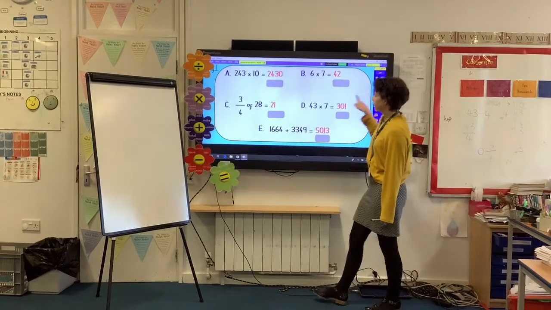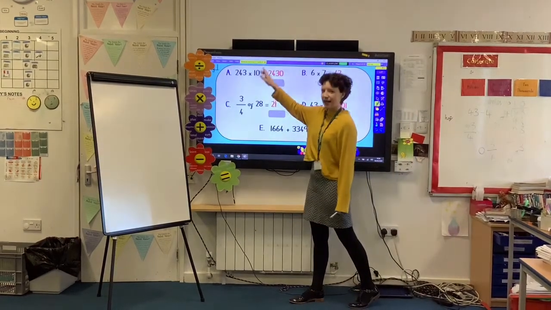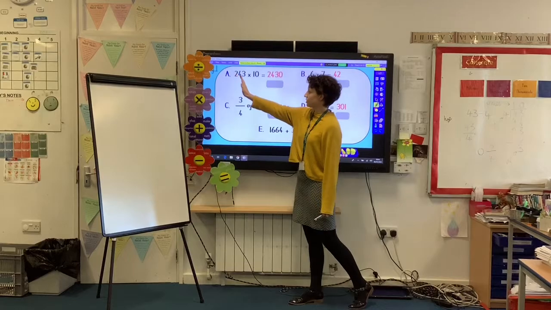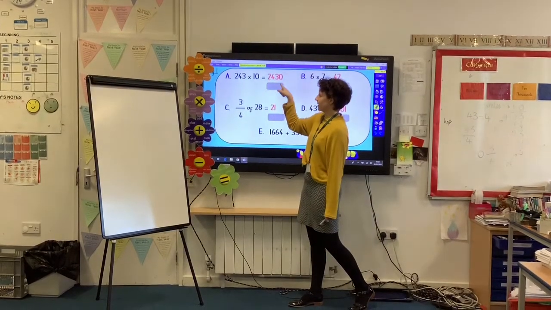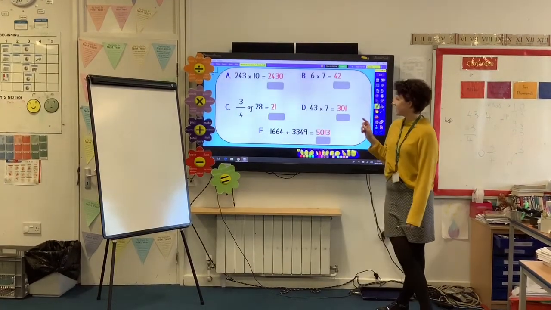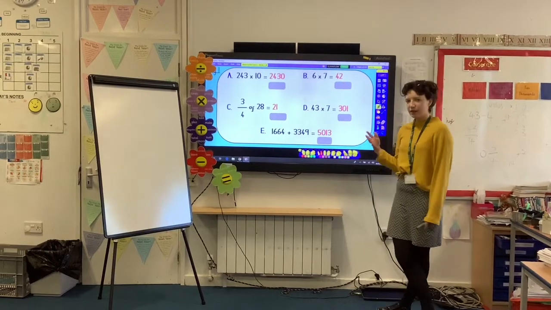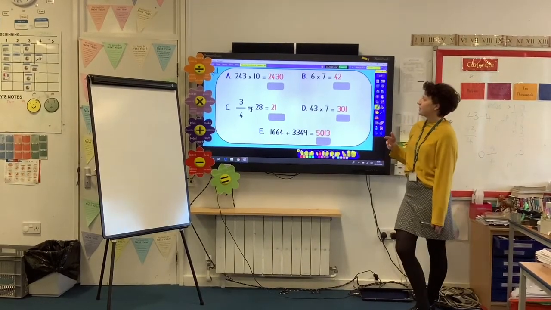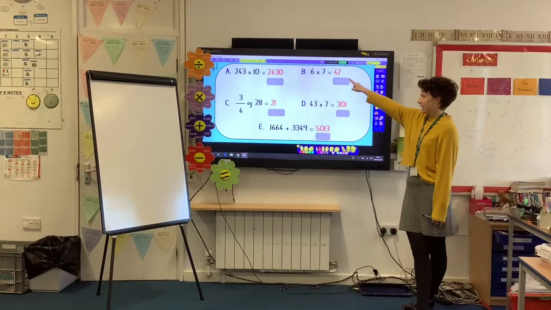So, A, this is one that I would have used a mental calculation for. I know that when I times a number by 10, I move each digit 1 space to the left, giving me my answer 2,430. B, again another one I'd have done mentally. If you know your 6 or your 7 times table, you will simply be able to count up to 42.